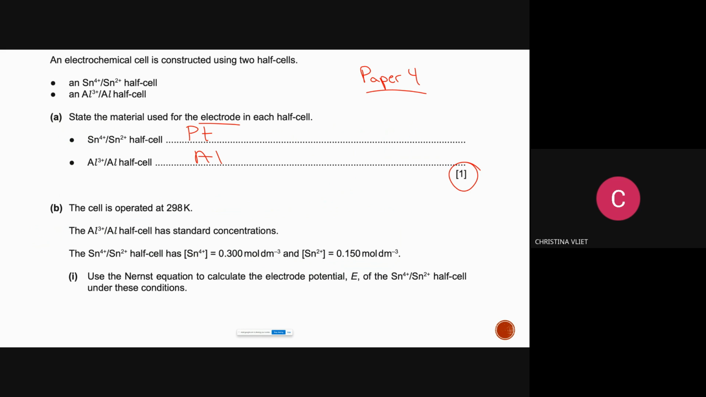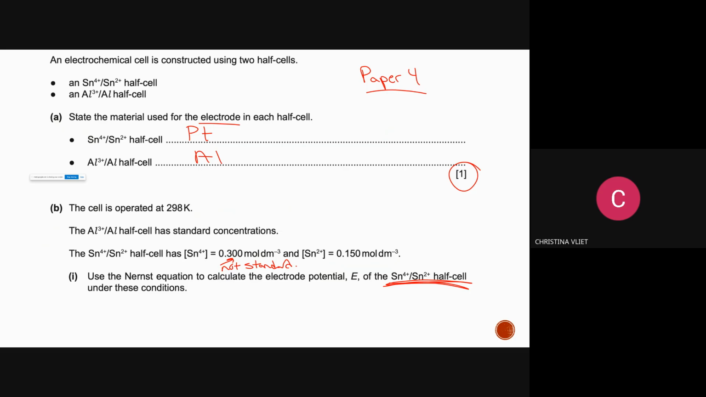The cell is operated at standard temperature, right? That's what this is saying. This is standard temperature or room temperature conditions. And then they tell you that the Al3+ aluminum half cell has standard concentration being 1 molarity. And they tell you that the Sn4+ Sn2+ half cell does not have standard concentrations. These are not standard concentrations. And then they tell you to use the Nernst equation to calculate the potential of this half cell.